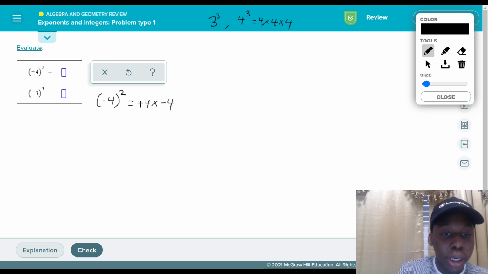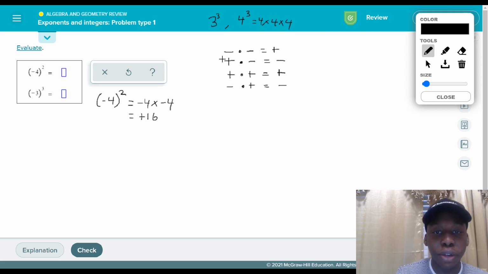When we multiply a minus times a minus, that gives us a plus, and a 4 times a 4 equals 16. So a minus 4 times a minus 4 will give us a plus 16. When we multiply a minus times a minus, that gives us a plus. When we multiply a plus times a minus, that gives us a minus. When we multiply a plus times a plus, that gives us a plus. And when we multiply a minus times a plus, that gives us a minus.